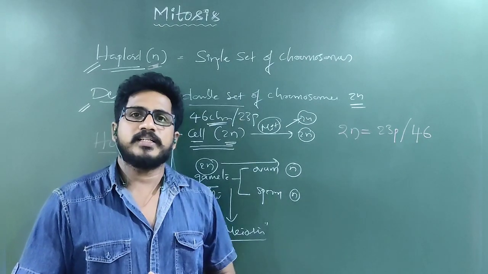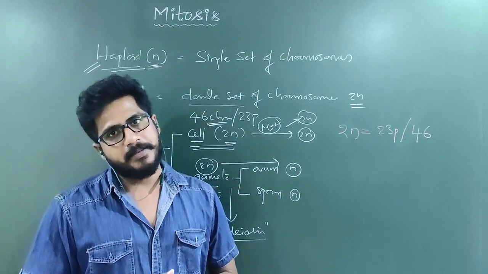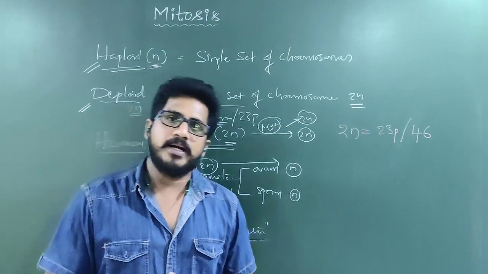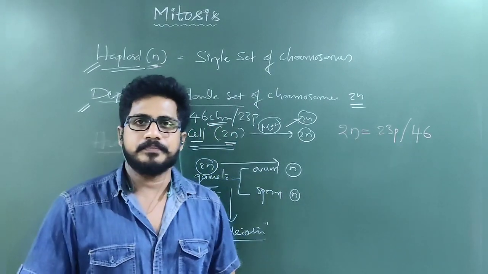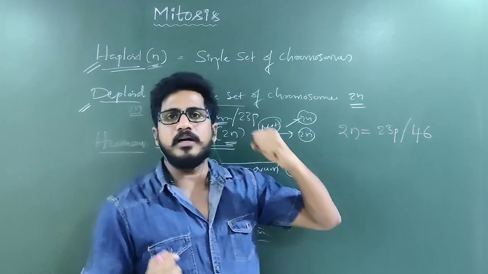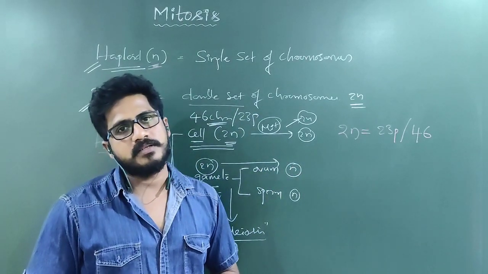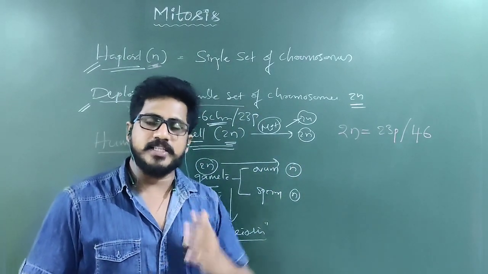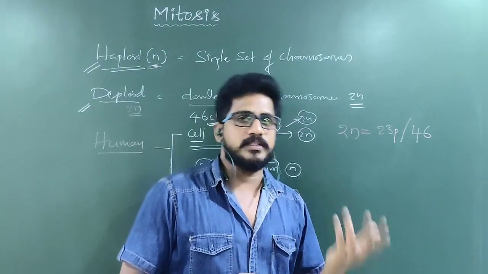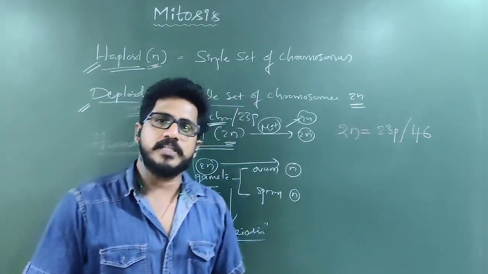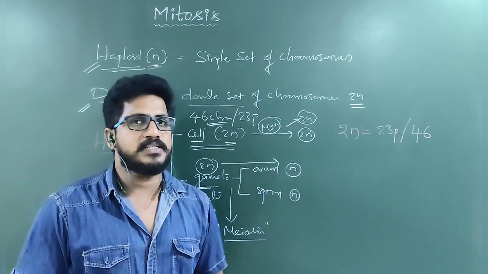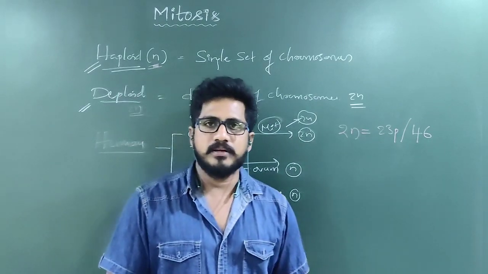Then one side has 46, the other side has 46, 23 pairs. The ratio of chromatids and chromosomes is 1:1. Now in anaphase they are pulled, and this side gets 23 pairs and that side gets 23 pairs. After karyokinesis and cytokinesis, one side has 23 pairs along with all the cell organelles, and the other side is also the same. Then two same type of cells come. That is the secret of mitosis.